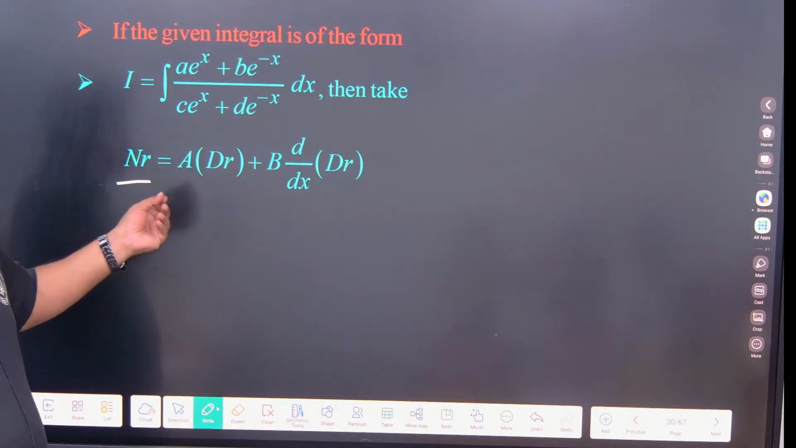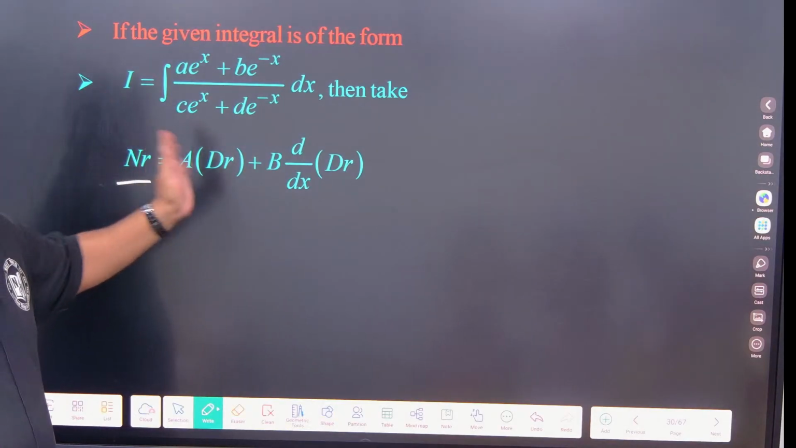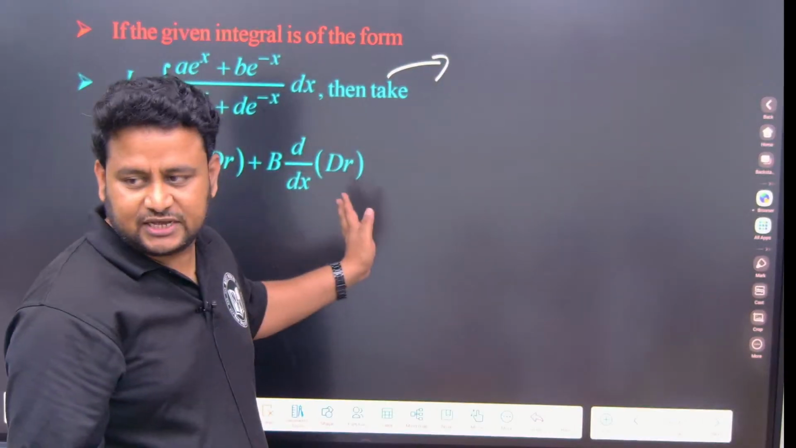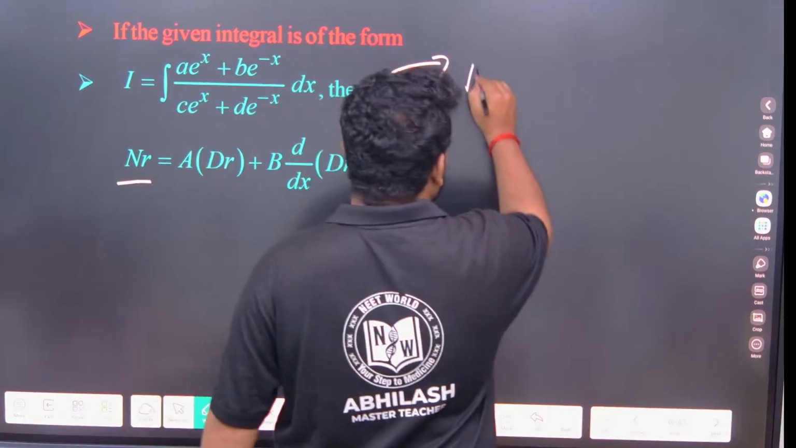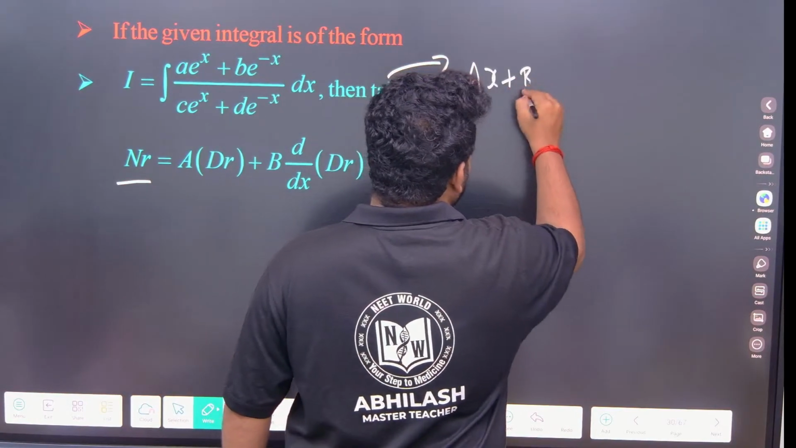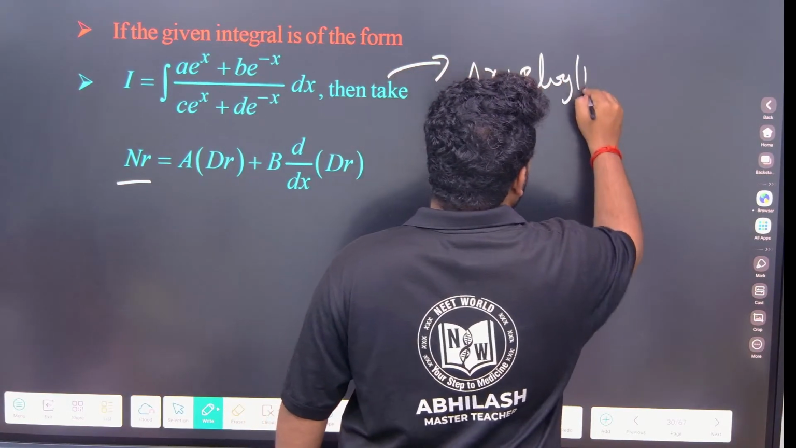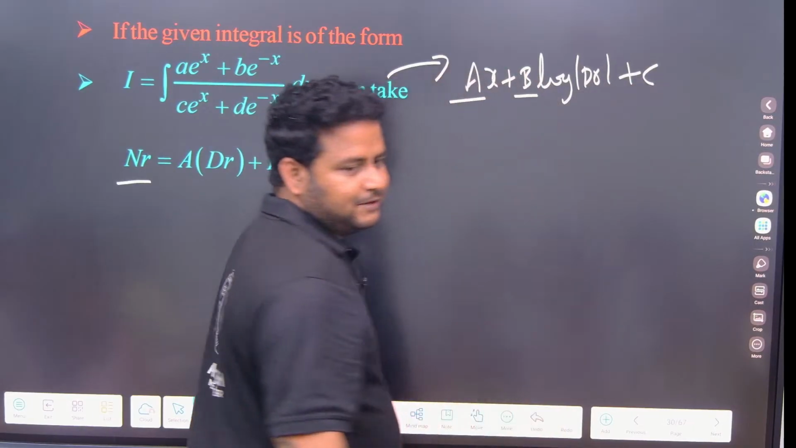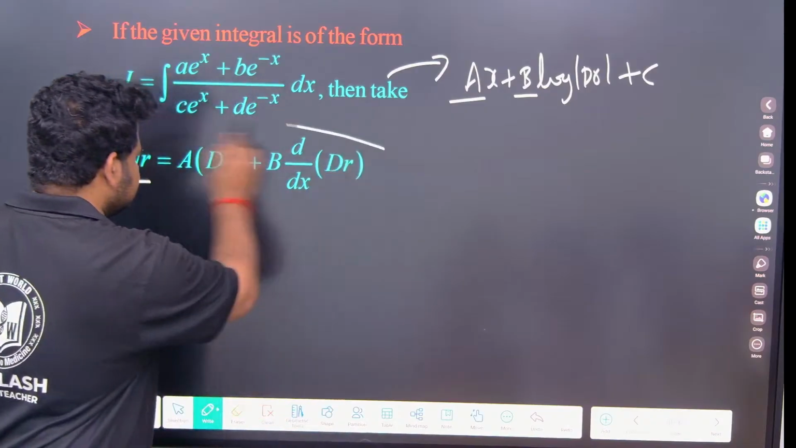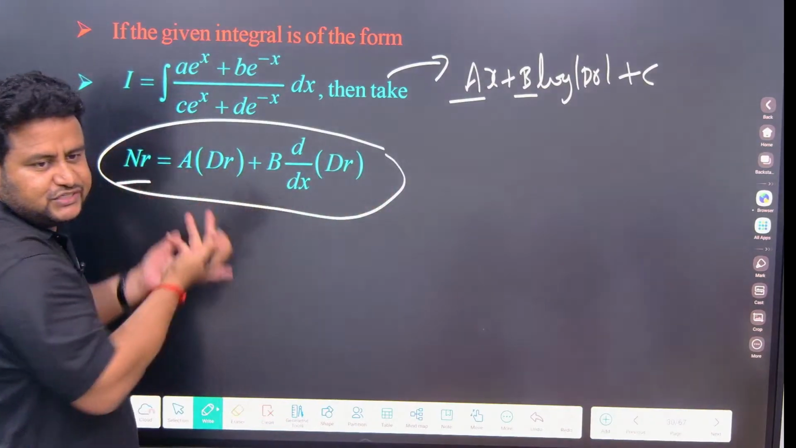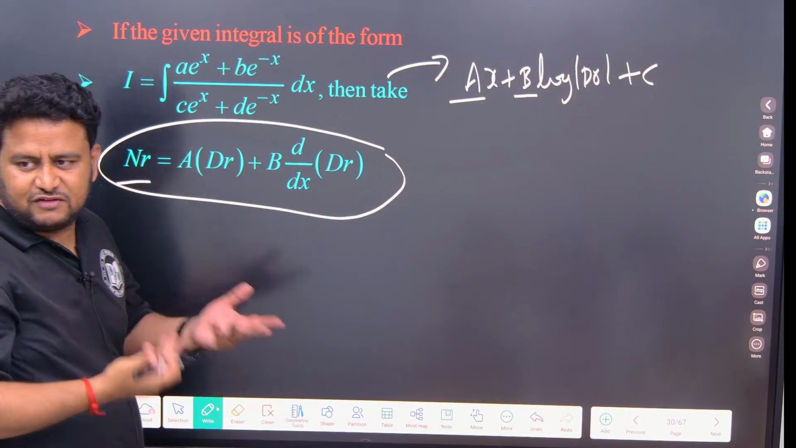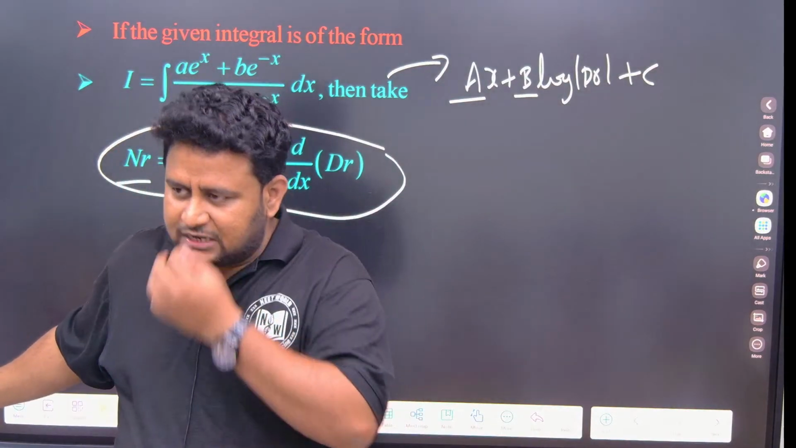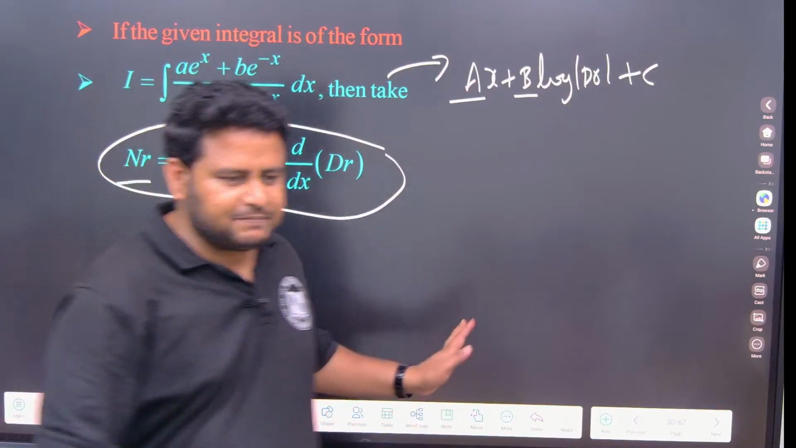After this you will find the values of a and b using partial fraction. But here you will not be using partial fraction. Actually you will not even do integration here. Here you will write it directly as a into x plus b into log of mod denominator plus c. Here you have to find the values of a and b. So for that you just do this and equate the coefficients, and find the values of a and b. That's all. Nothing much to be done. Here you don't have to do the integration at all.